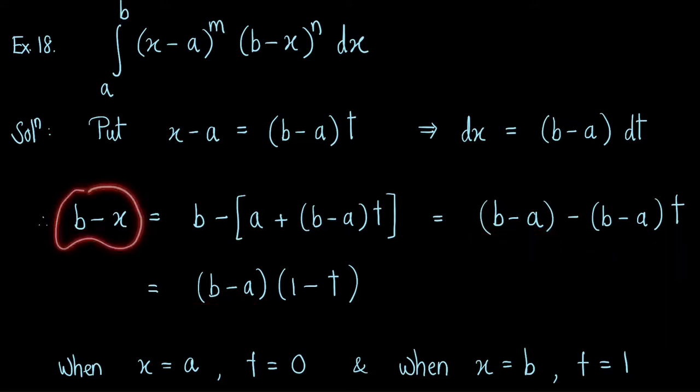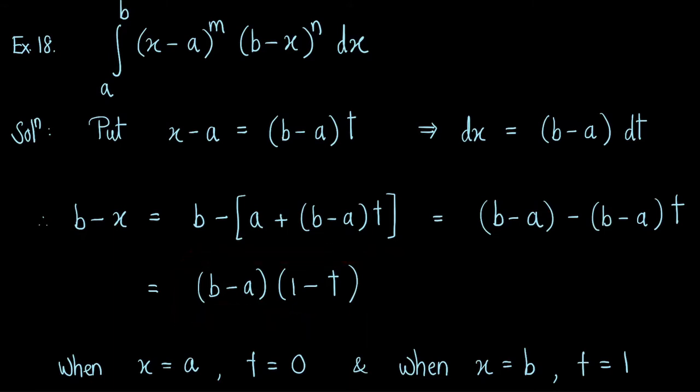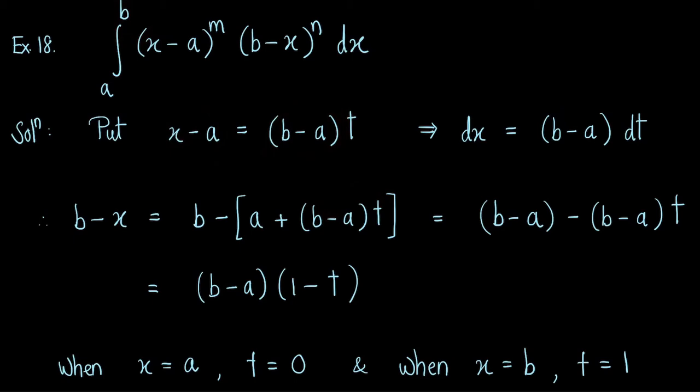Therefore, b minus x is equal to b minus a into 1 minus t, and the value of x minus a is b minus a into t. Now check the limits. When x is equal to a, a minus a will be 0, so this implies t will be 0. And when x is equal to b, this b minus a will get cancelled and t will be 1.